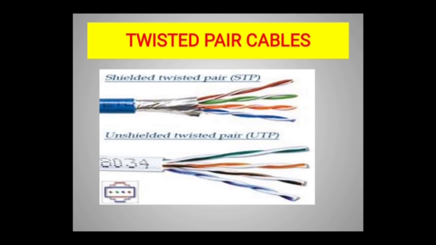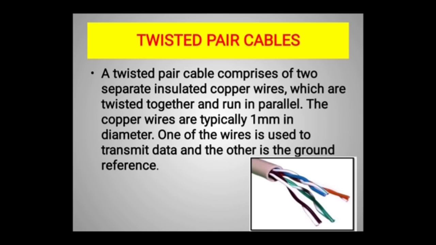Twisted pair cables comprise two separate insulated copper wires. You can see there is a twist between the two cables, which both run parallel, but there is a twist between the two copper wires, which are typically 1 mm in diameter. One wire is used to transmit the data while the other is used for the ground reference.